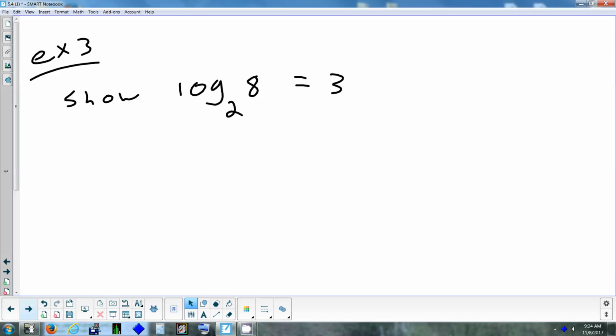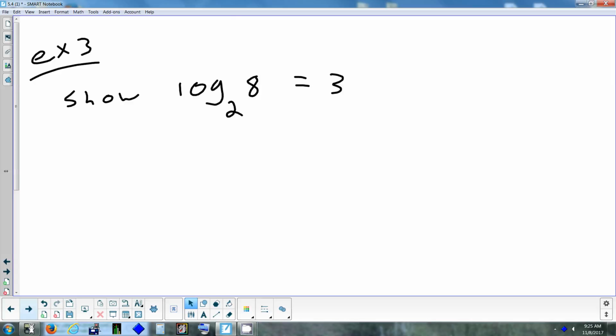All right, so I want to show that log base 2 of 8 equals 3. So up to now, what's the only thing that I've shown you how to do with an equation that's in log form? Yeah? Change it to exponential. It's the only thing we know how to do, so let's do that and see if it works. So the goal here is to end up with a true statement, and that'll prove that it's correct.